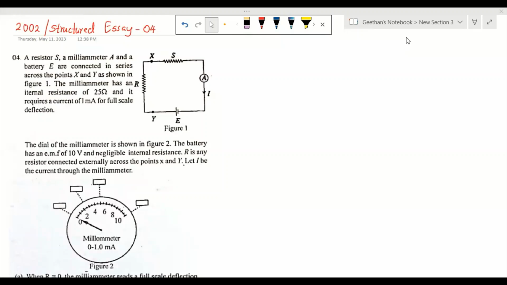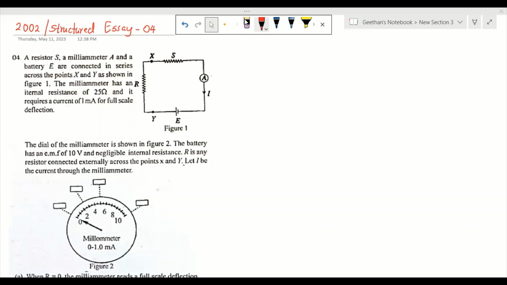Right. We're going to do the 2002 structured essay 4 electricity question. The question says a resistor S, a milliammeter A, and a battery E are connected in series across the points X and Y as shown in figure 1. The milliammeter has an internal resistance of 25 ohms and it requires a current of 1 milliampere for full scale deflection. The dial of the milliammeter is shown in figure 2.